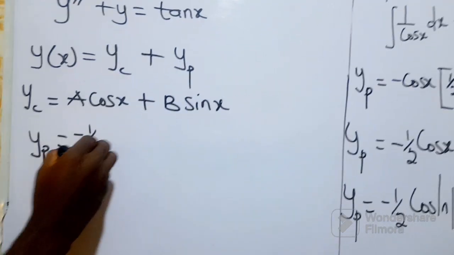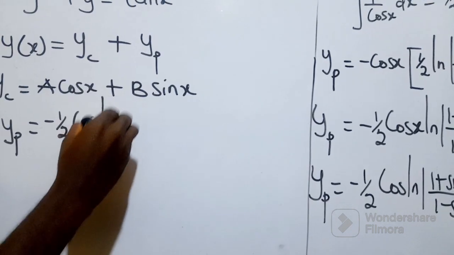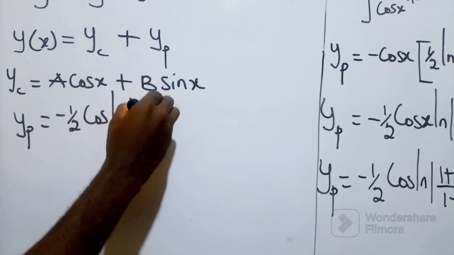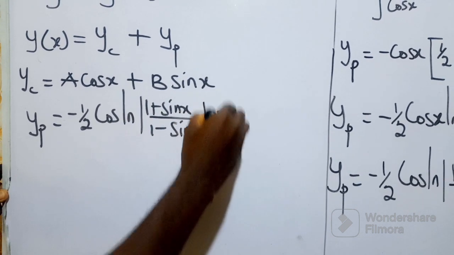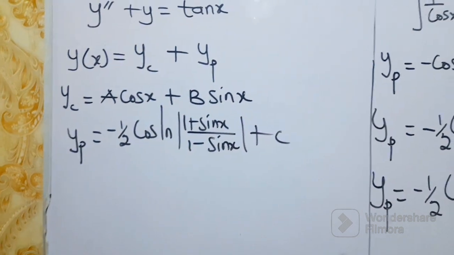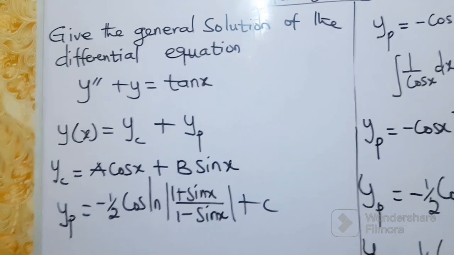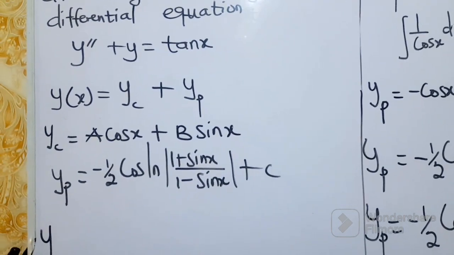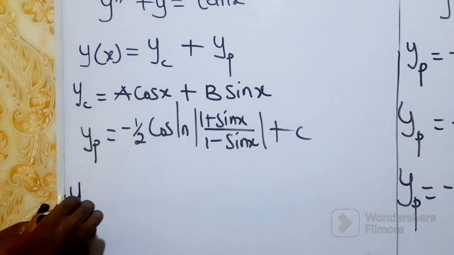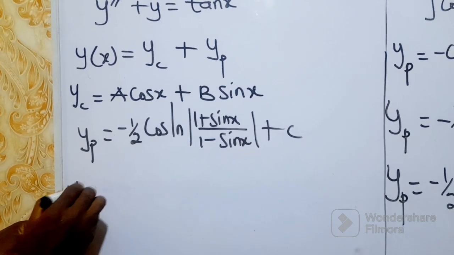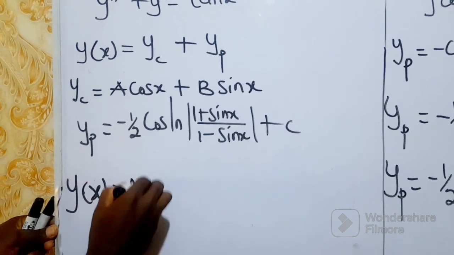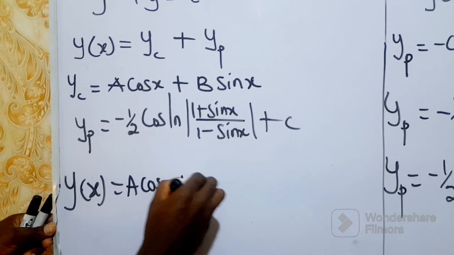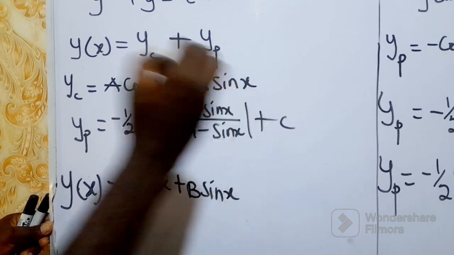So we can say our y of p then is negative half cos ln of the absolute value of 1 plus sine x over 1 minus sine x, then plus c. So with the principle of superposition, we join the two together, then that becomes the general solution to our differential equation. So the general solution to our differential equation, y will be equal to y of x. Remember, we said it's equal to y of c, which is a cos x plus b sine x.